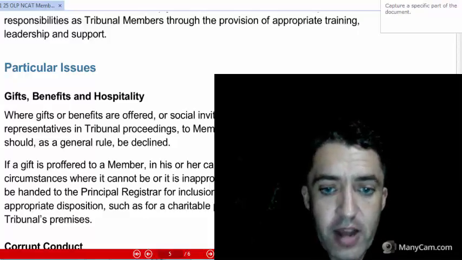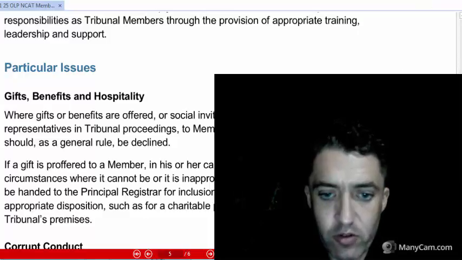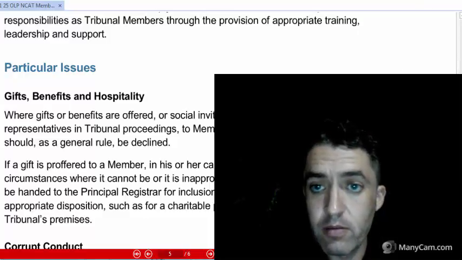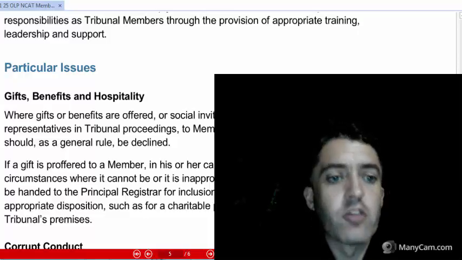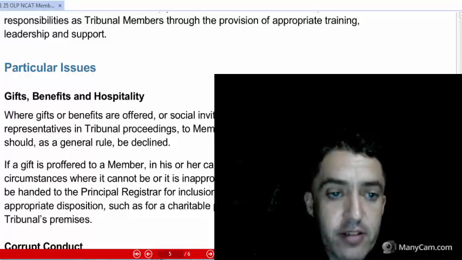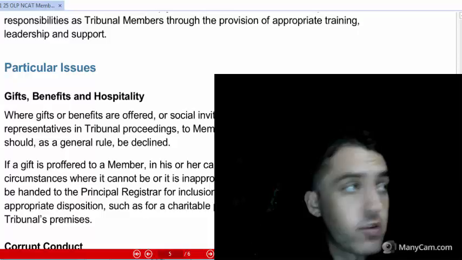benefits, and hospitality. Just let me check to see if it's recording, and it started to rain. Right, gifts, benefits, and hospitality. And it starts to rain again, so I'll just plough on.